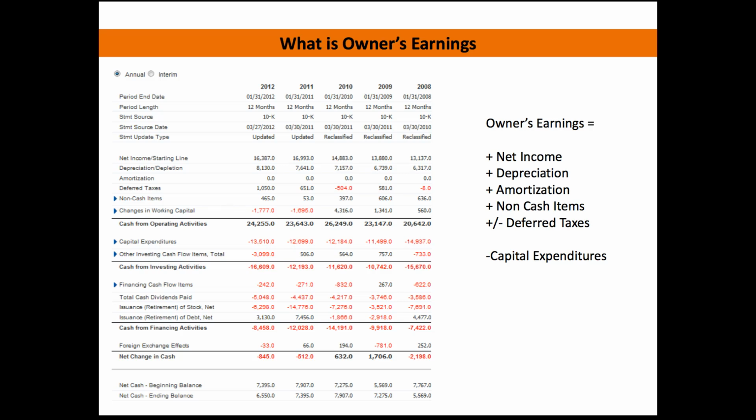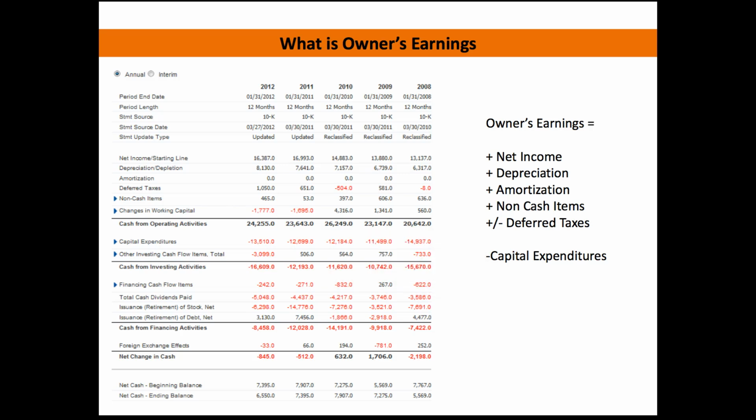Okay. Now, that quote that you saw on the previous slide from Warren Buffett, he described what owner's earnings was. And so what I've done is I've broken it down into kind of an equation there for you on the right-hand side. So as we focus in there on the right-hand side, you can see it says owner's earnings equal net income plus depreciation plus amortization and all those different categories minus the capital expenditures, okay? And the deferred taxes can kind of go either way depending on how it's listed.